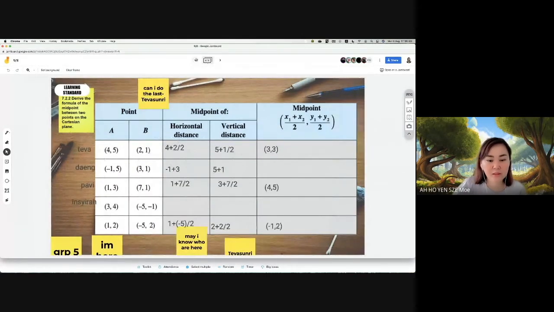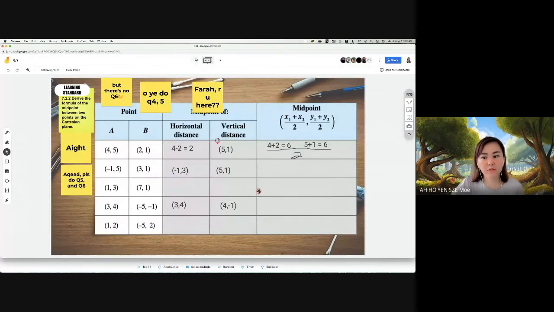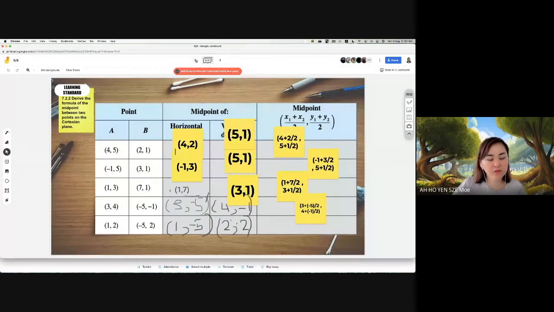Okay. 4 plus 2 divided by 2. This goes also. Okay, why? Find the distance is not find the coordinate. For the horizontal and vertical distance, we are looking for the distance and not the coordinate. So it is the distance between the two. Or midpoint, okay, you mention the midpoint of the horizontal distance. Okay, that is acceptable, both are accepted.